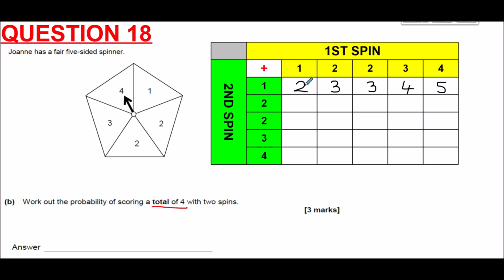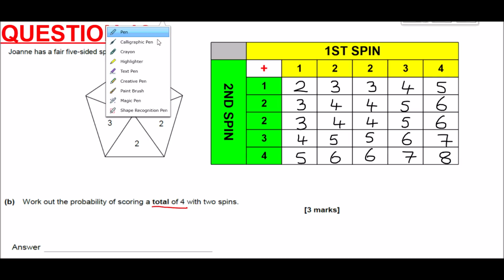So we're just going to add up the numbers above the box to the numbers to the left. 1 add 2 is 3, and 4, 4 again, 5, 6. Then 3, 4, 4, 5 and 6. This one, 4, 5, 5, 6 and 7. And the last row, 4 plus 1 is 5, 4 plus 2 is 6, same again, 4 plus 3 is 7. Finally, 4 plus 4 is 8.